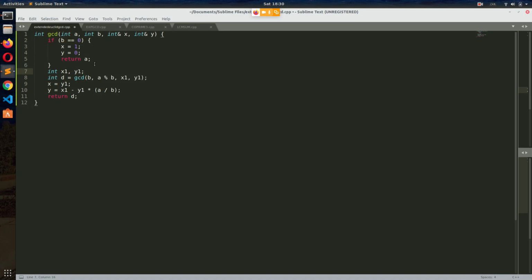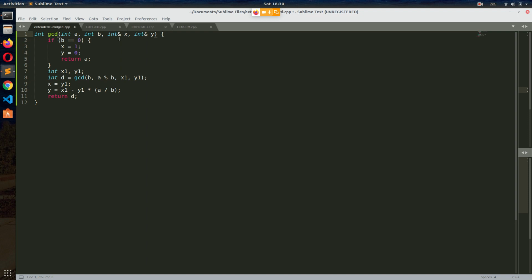Yeah. So here's the code. It's a very, very small function. So here are your a and b values, and you pass by reference the x and y variables where you want to store the answer. So this is your base case. When your b value is equal to 0, then you just return x equal to 1 and y equal to 0, and you return a. So this function also returns the GCD and stores x comma y in these variables.